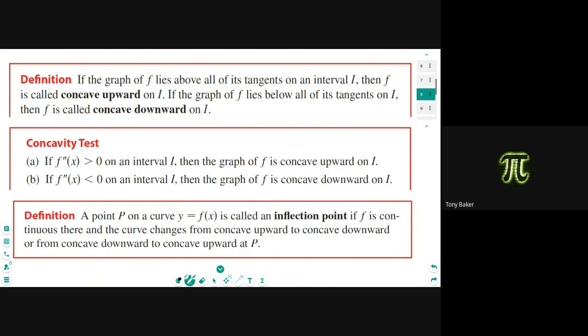So it is concave upward when the second derivative is positive, and it is concave downward when the second derivative is negative. If I have a problem, I can actually have a nice graph.